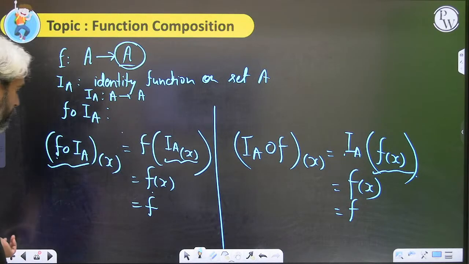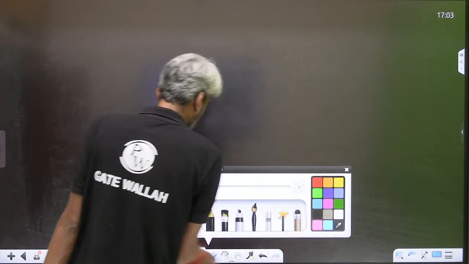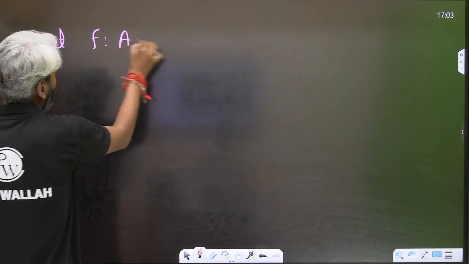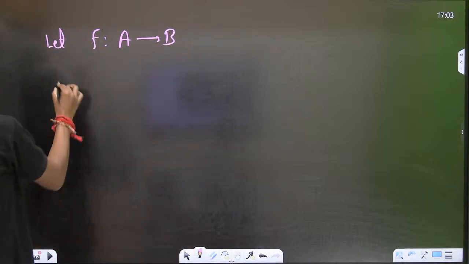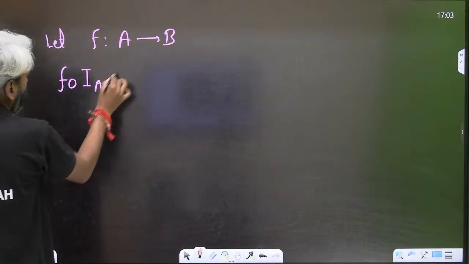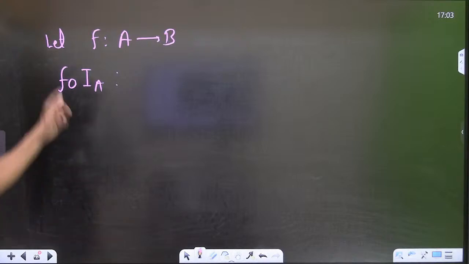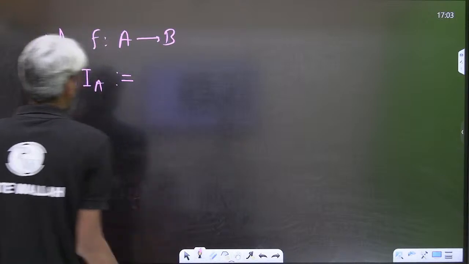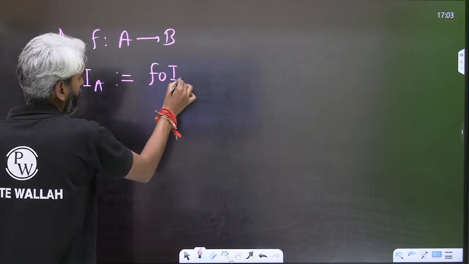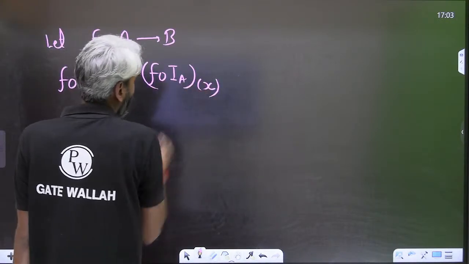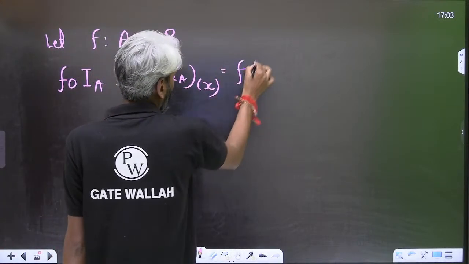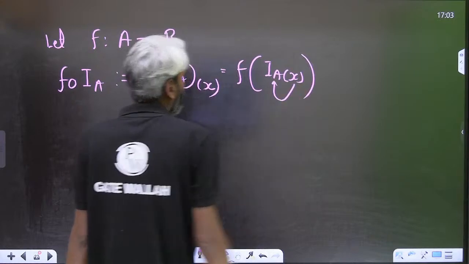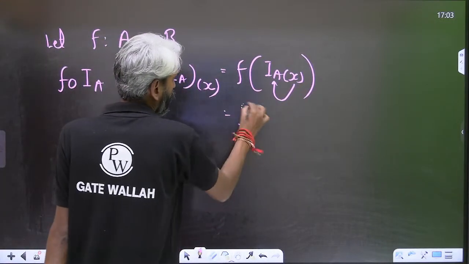Now, what if function f is defined differently? Let f be a function from A to B. So now my question is, what will be f of I_A? Sir, f of I_A will be equal to f. Let me explain. If you pass any value x, then what will happen? It will be f of I_A of x. Now, whatever value from set A you pass to this function I_A, it will produce the value x.